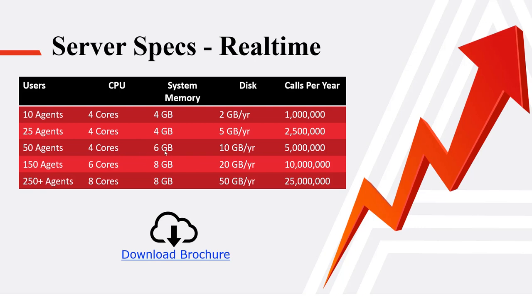They're probably going to have more real-time wallboards. It's displaying more information in real time. It's using a little more resources. Same when you get up to 150 agents, 250 agents, 8 cores, 8 gigs of RAM. That's a large real-time environment. It's not adjusting the disk space on the hard drive for call records. It's actually the exact same. But you're going to have more wallboards, and it's going to be displaying a lot more agents in real time, therefore a lot more threads.